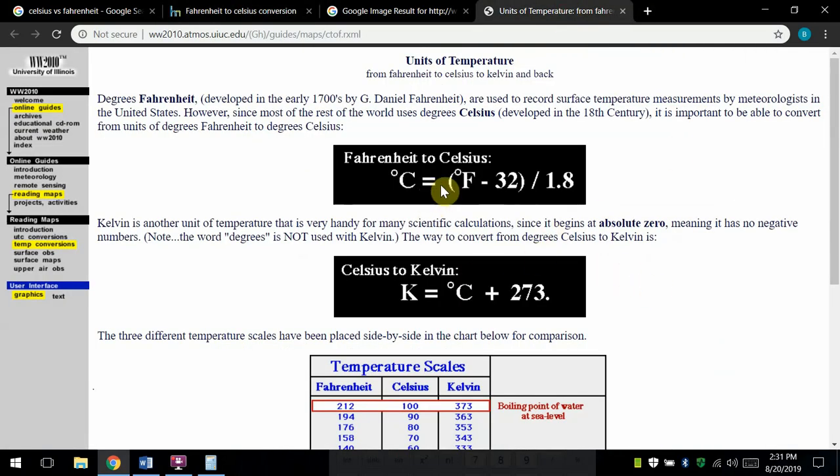Okay, here's what we just did. X Fahrenheit degrees minus 32 divided by 1.8 is equal to Y Celsius degrees. And you can use your algebra to reverse that.